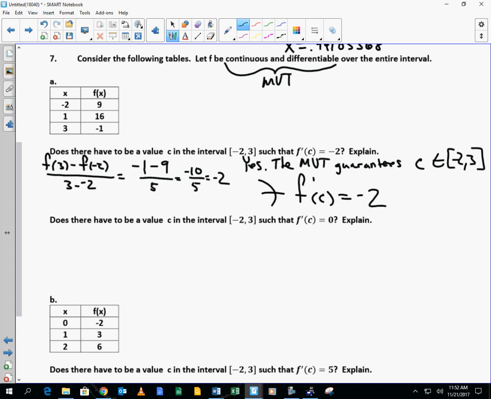Now, here's what people struggled with during second hour especially. They saw -2 to 3, so they immediately looked at the whole part of the interval. It's not always going to be like that. Look at the next question. It says, does there have to be a value c in the interval -2 to 3 such that the derivative is equal to 0?